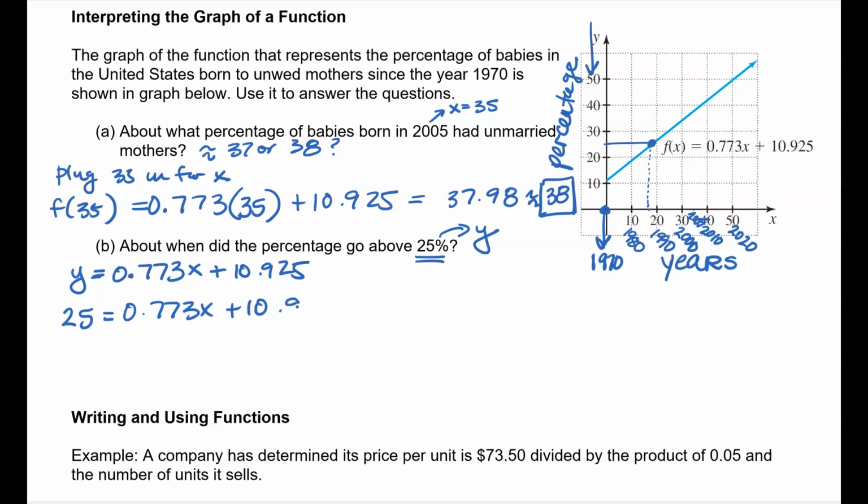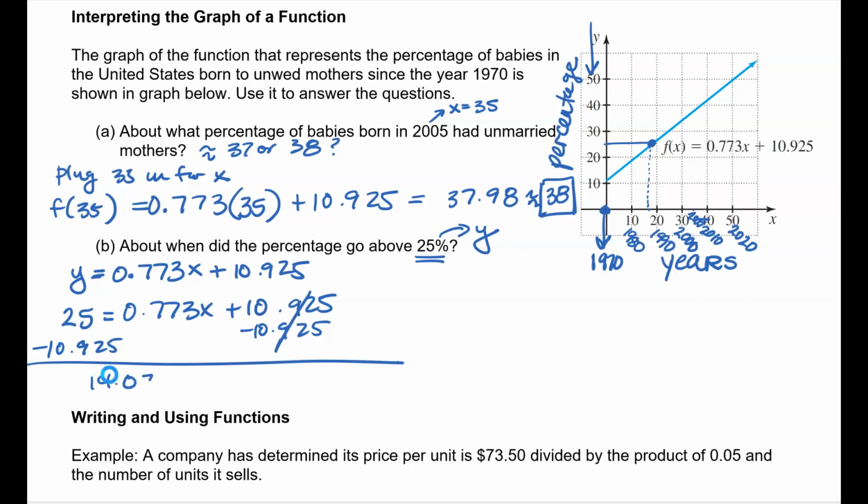And then I'm going to solve for x. So I plug in, whoops, not 95, that should be 925. I plug in 25 for y, and I'm going to solve for x. And so I'm going to subtract 10.925 from both sides. Okay, those cancel out, and then I end up getting 14.075 equals 0.773x. And then I'm going to divide both sides by 0.773.